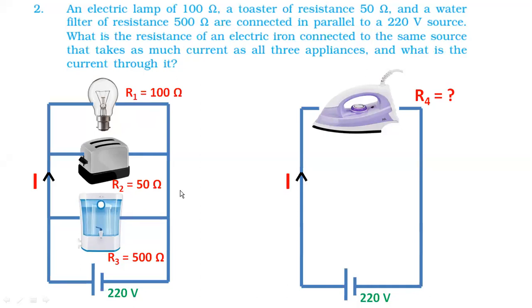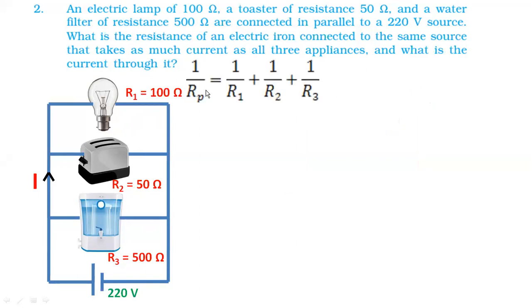What is my main step? I want to know what this current is. For this current, I have potential difference V, but I need the total resistance. So I will find out the parallel resistance first. Okay? With the formula of 1 by Rp, I will find out the total parallel resistance. So that is my first step. Let me do that.